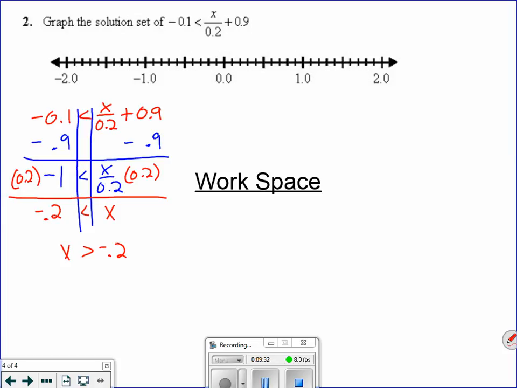So I need an open circle on negative 0.2, and I need an arrow pointing to the right, because that's the direction that the inequality symbol is pointing. So negative 0.2 is right here. There's my open circle, and I need to point my arrow to the right. That means all those values would make this inequality true.